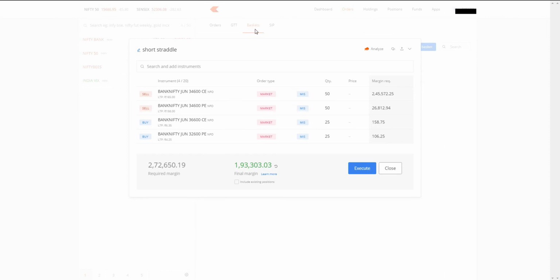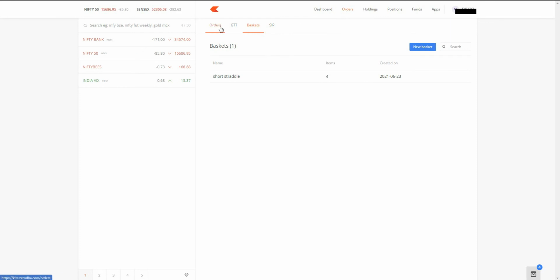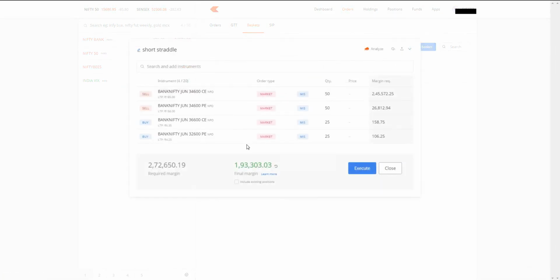If you see, wait, let me show you this. If you go to the orders, you have something called basket, you need to just create a new basket, and I have just opened one which is already there. The usage of this is when you execute, all these four will be executed at the same time, so there won't be a problem. But in case you are executing it manually, make sure you execute these two buy orders first, and then you need to execute the sell orders.